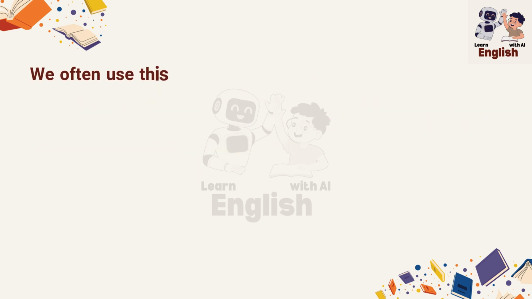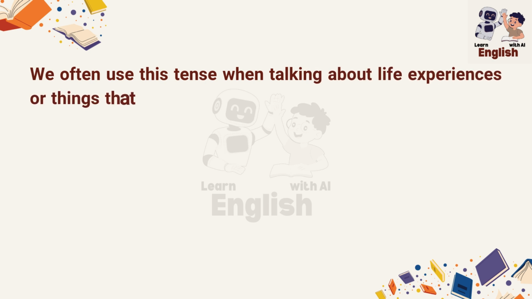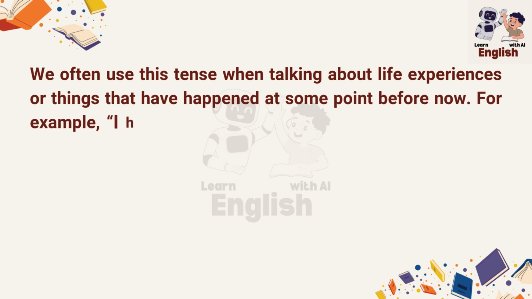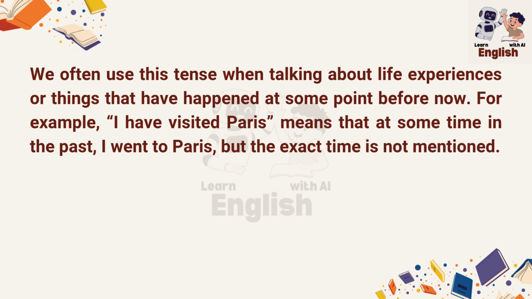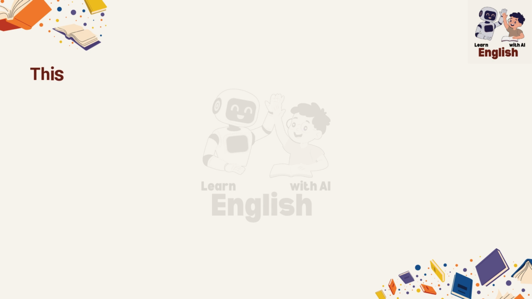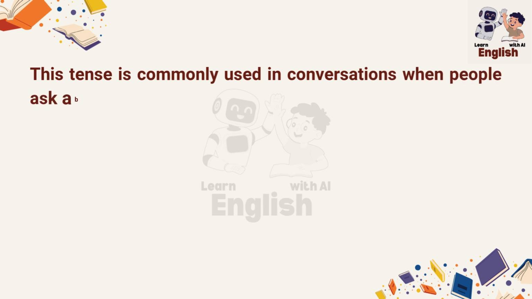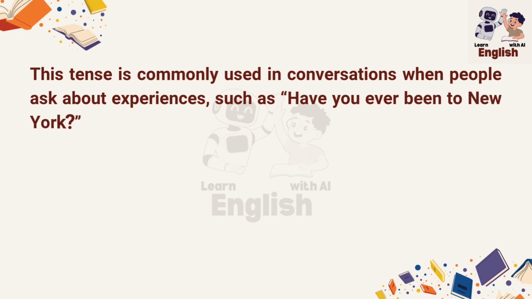We often use this tense when talking about life experiences or things that have happened at some point before now. For example, I have visited Paris means that at some time in the past, I went to Paris, but the exact time is not mentioned. This tense is commonly used in conversations when people ask about experiences such as, have you ever been to New York? Or have you ever tried sushi?